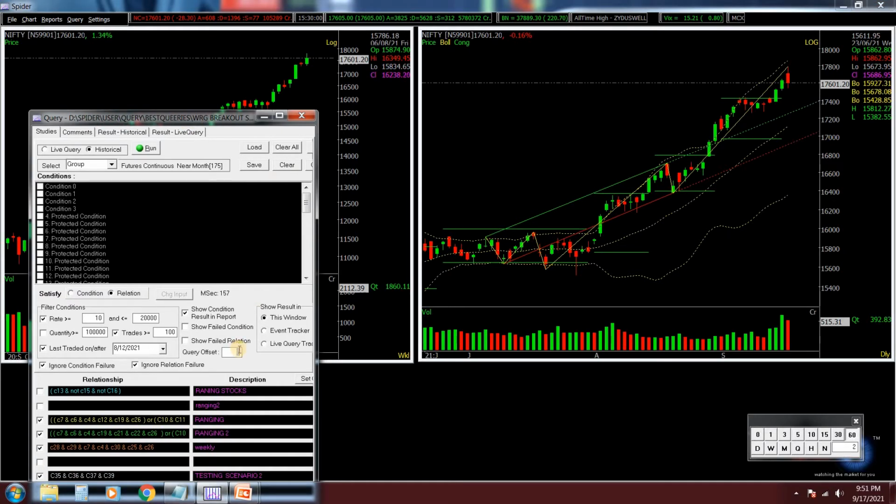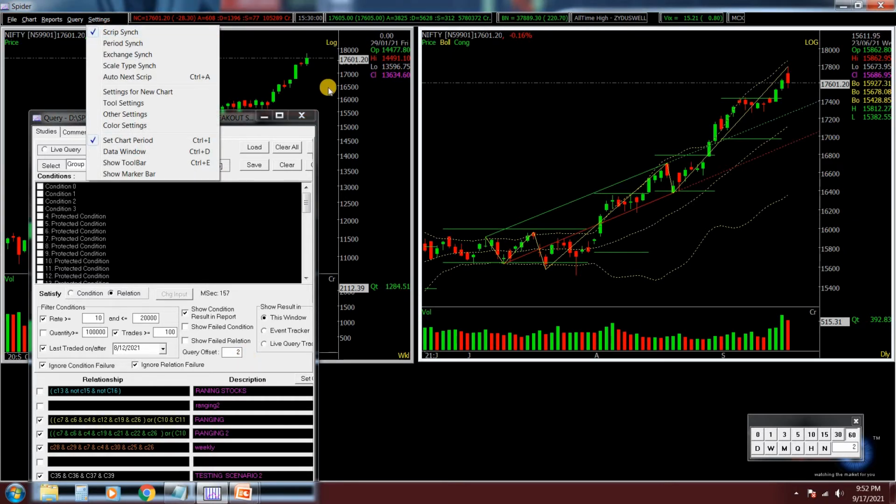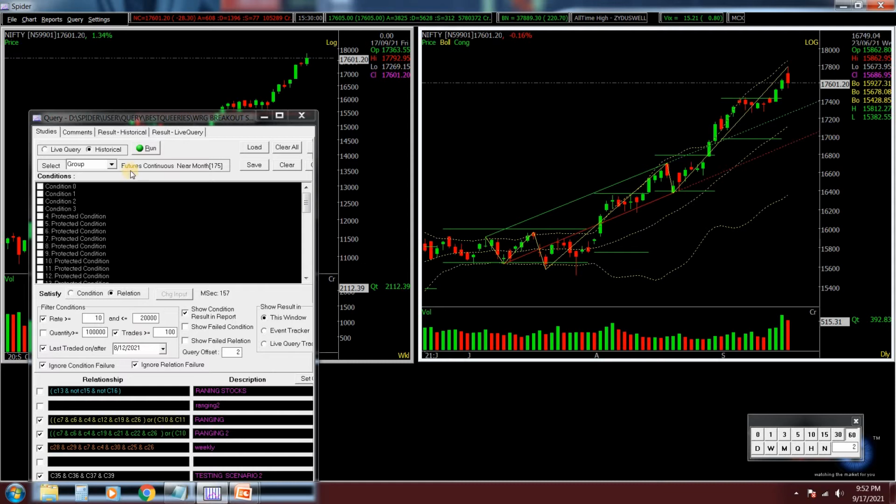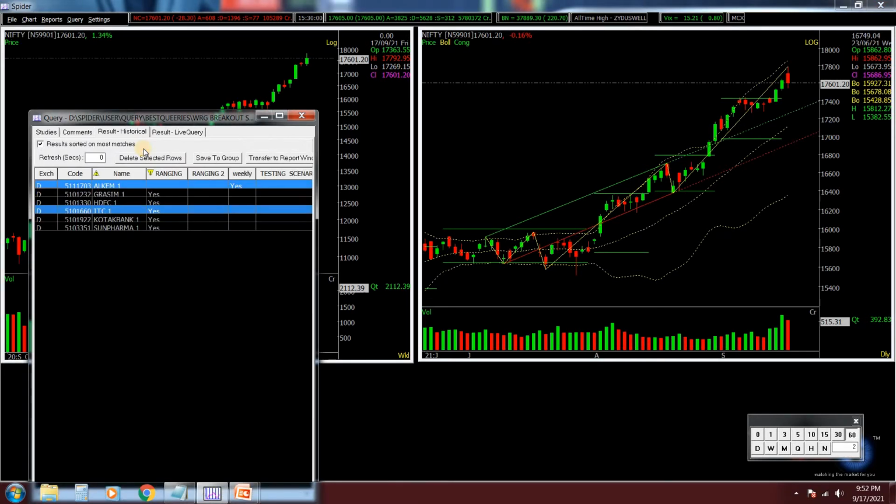As we know, in the Spider software the present candle should be 0. We are going to analyze and interpret the stocks which have been filtered using this query on the 3rd September weekly candle. It means it is 0, 1, 2, 2 bars back. So I am keeping the offset 2 here. I am setting script synchronization. I am running this query on the FNO stocks, future continuous near month, 175 stocks.